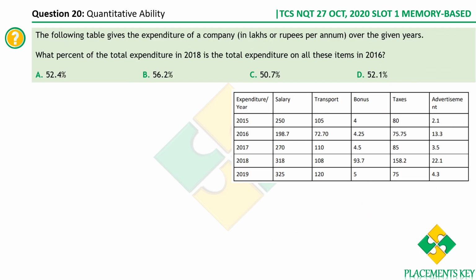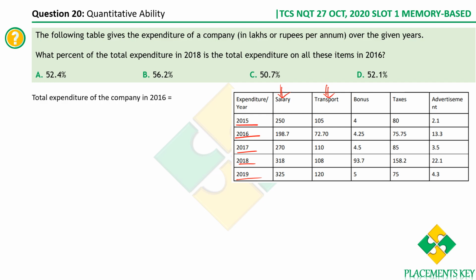The following table gives the expenditure of a company over the given years. This is the expenditure for the year 2015, and this is for the year 2016, 17, 18, 19, and so on. And you have individual heads: how much did the company spend on salary, how much on transport, and so on. Now what are we supposed to find? What percentage of the total expenditure in 2018 is the total expenditure on all these items in 2016?